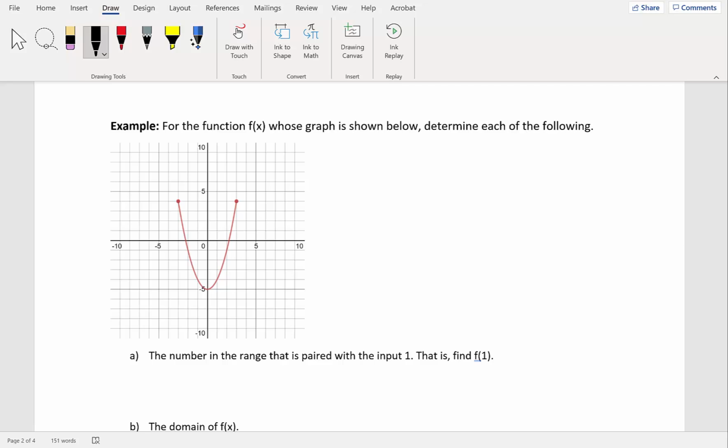So let's take a look at where x is equal to 1, which is right over here. And you have to find the corresponding y value. So go down until you get to the point on the graph where x is 1. And then our y value for that, we have f of 1 is equal to negative 4.